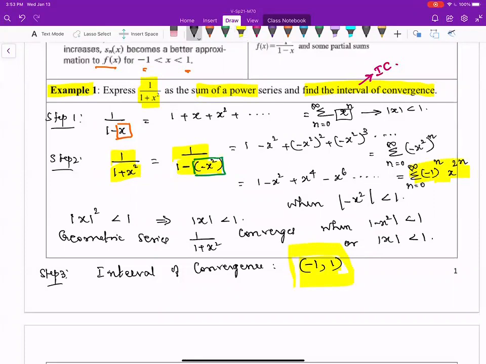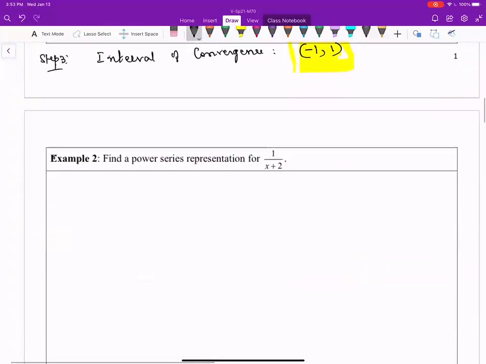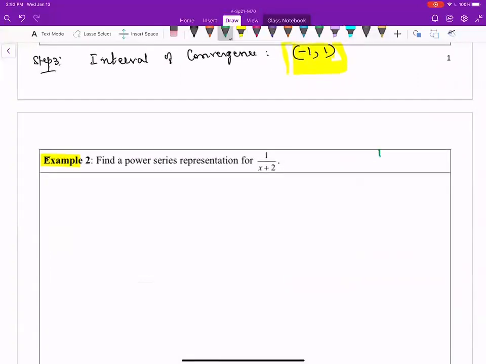Let's try the next example. Example 2. Find the power series representation for 1 over x plus 2. Always the goal is to write the series as 1 minus something like that, so that we can write everything as a geometric series that we discussed earlier. So we want to take this given function, 1 over x plus 2, and make it look like the geometric series.